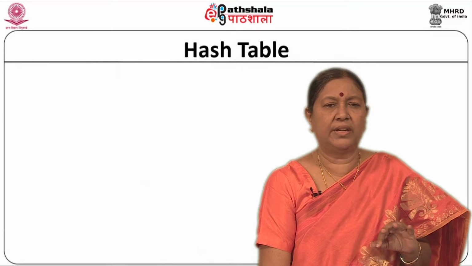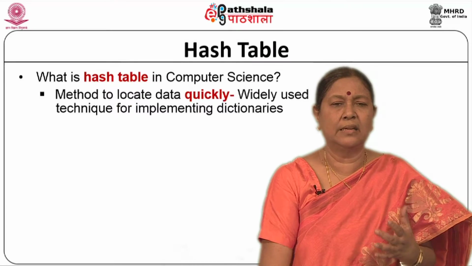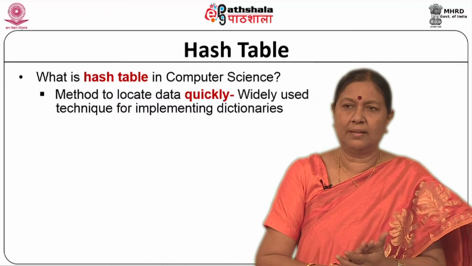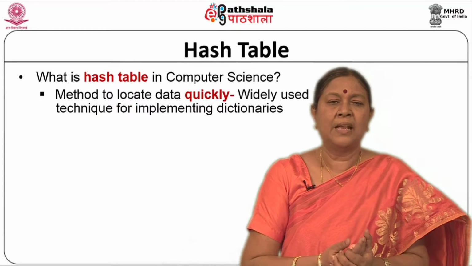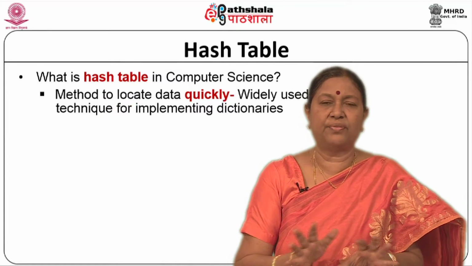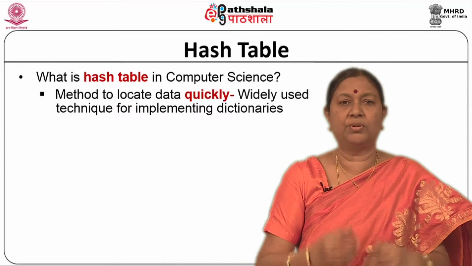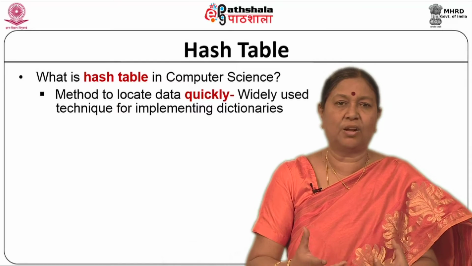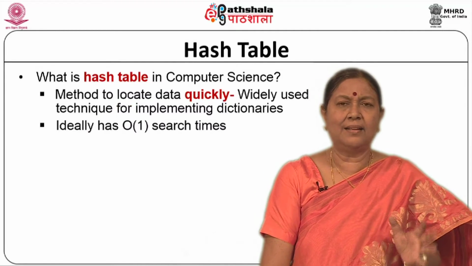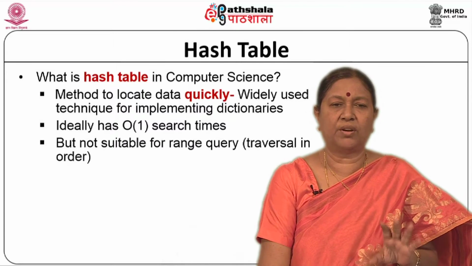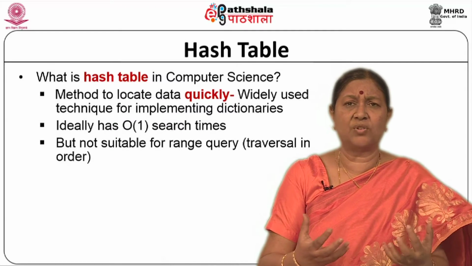So, we will go into more detail. What is this hash table as far as a computer science angle is concerned? It is a method to locate data quickly, which is why we started off with it, where we wanted the search operation to be done faster, and it is a widely used technique for implementing dictionaries. Why is it important for dictionaries? Because as I already told you, dictionaries require search more than any other operation. Search is the important operation in a dictionary. So, ideally, as we already said, we want the search time to be of the order of 1, but it is not that a hash table is a solution for everything.